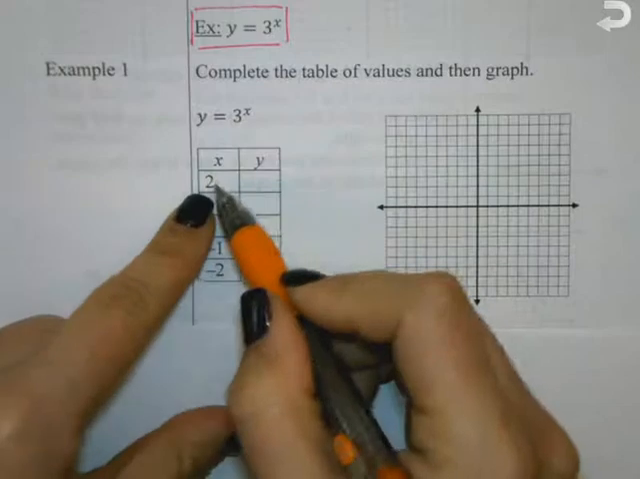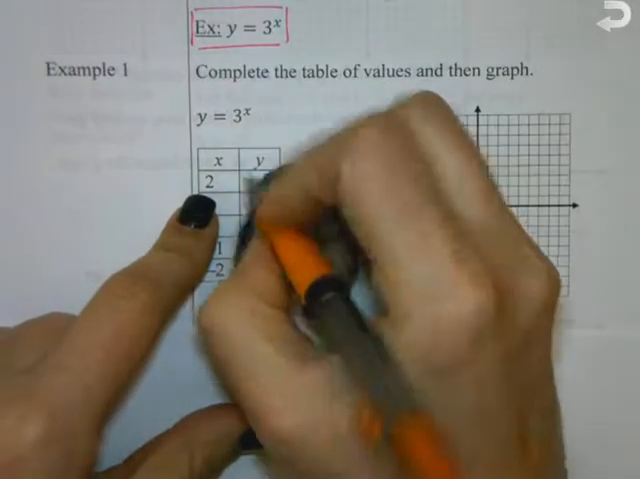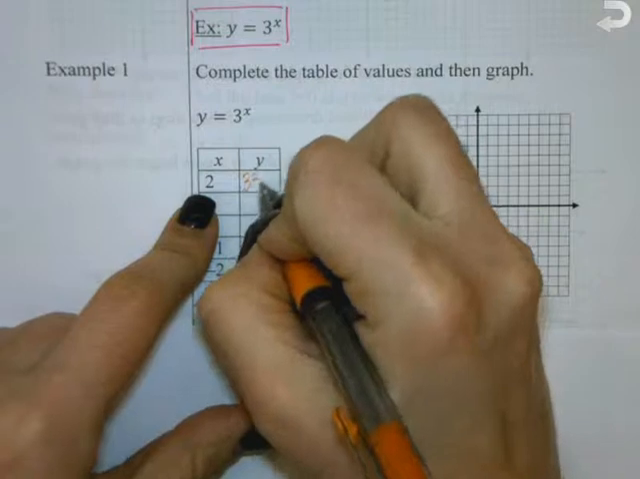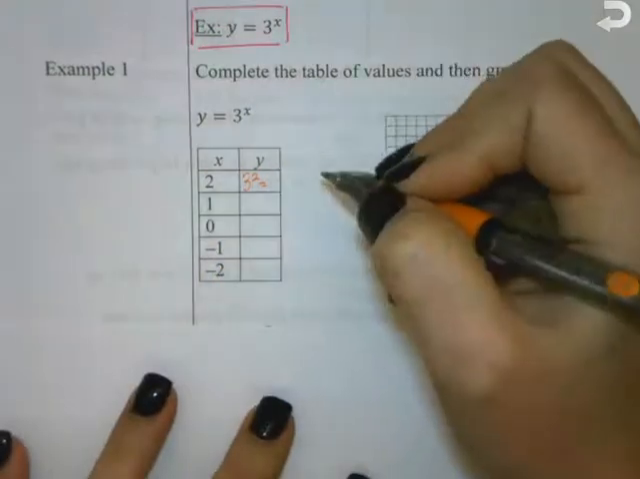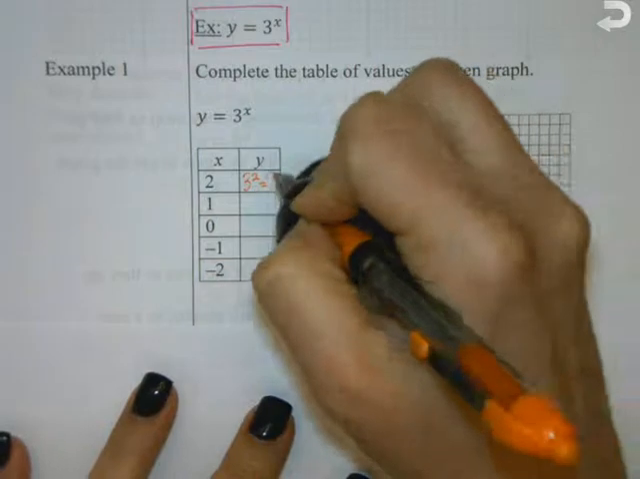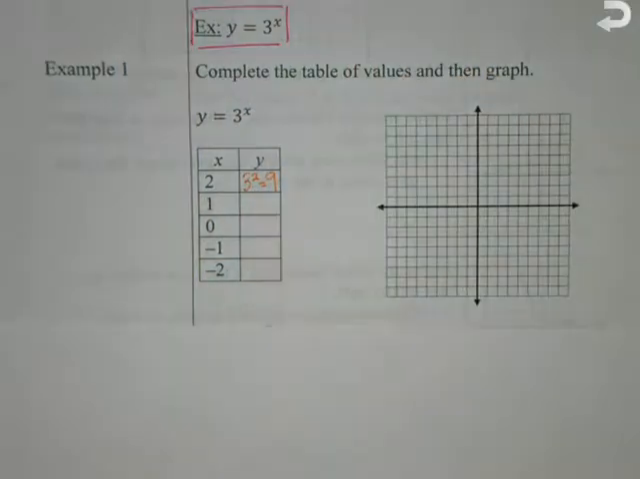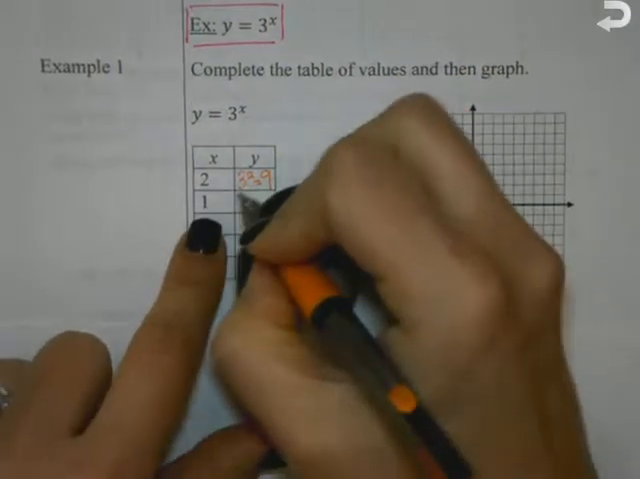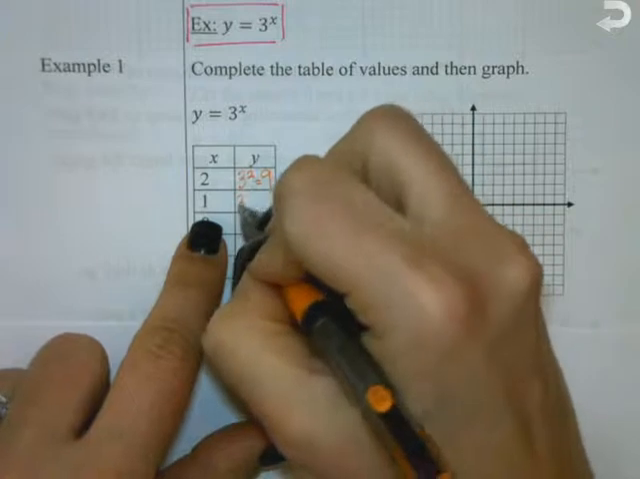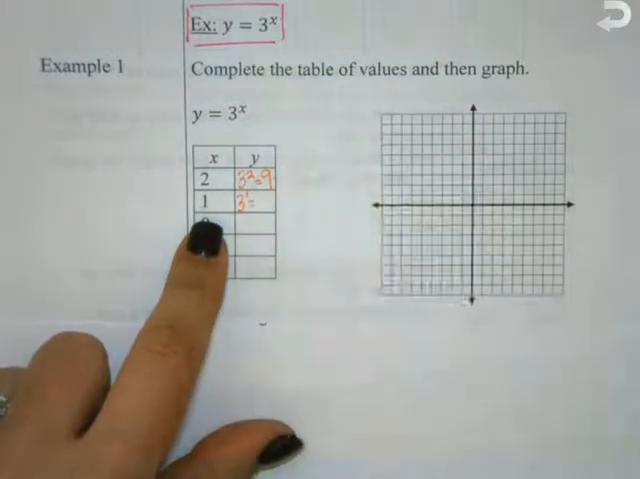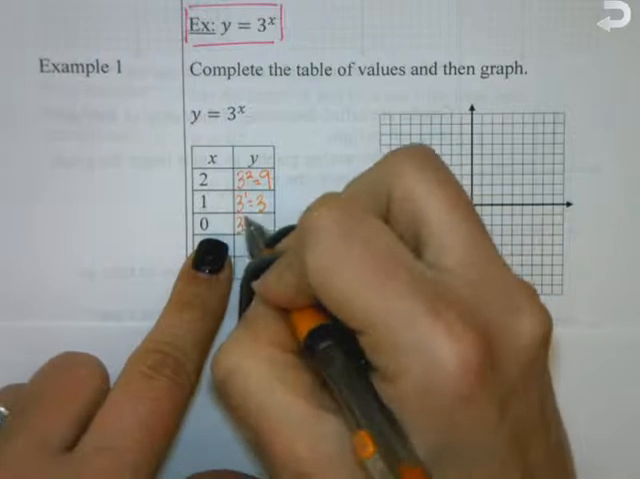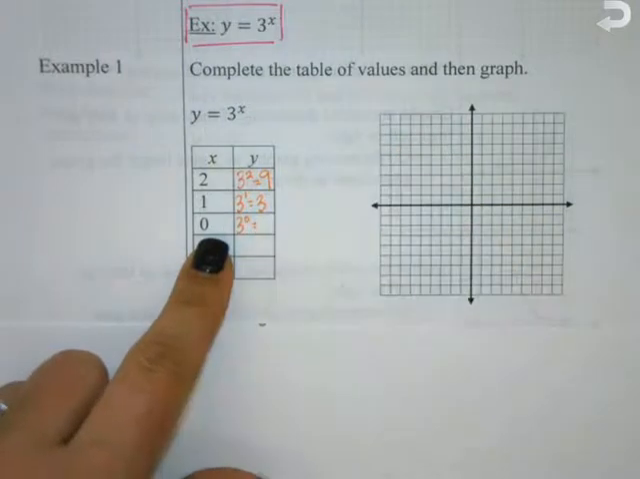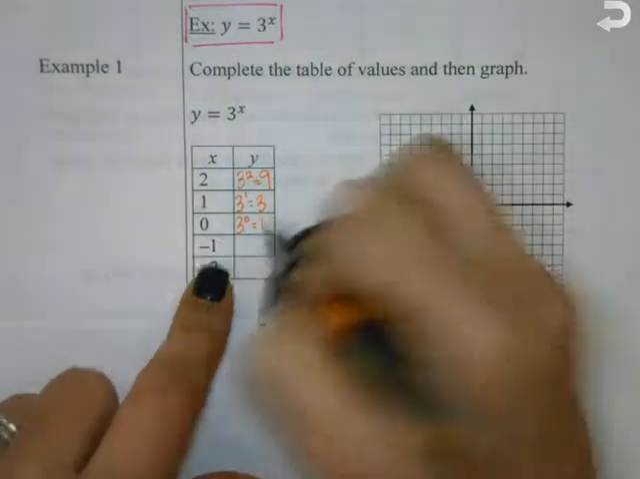Okay, so let's plug in the x's that we chose. If I plug in 2 for x, that's going to be 3 to the second power, which comes out to what? 9, thank you. Okay, and you're just going to keep doing that for all of those values. So if x equals 1, that's 3 to the first power, which is 3. If x equals 0, that's 3 to the 0, and anything to the 0 is always 1.